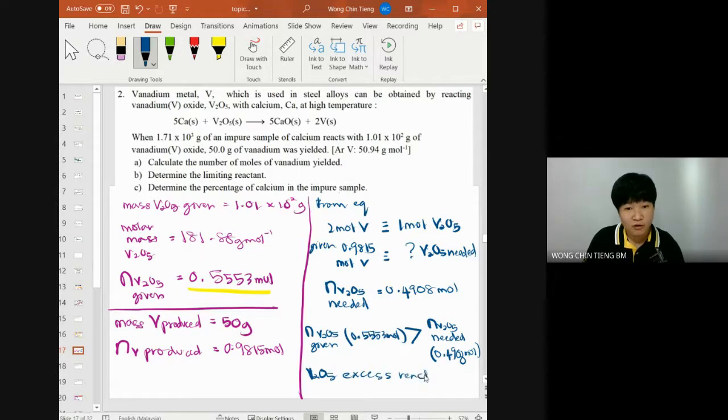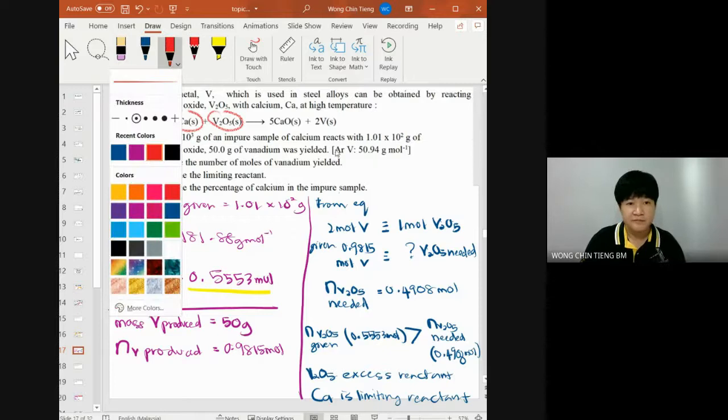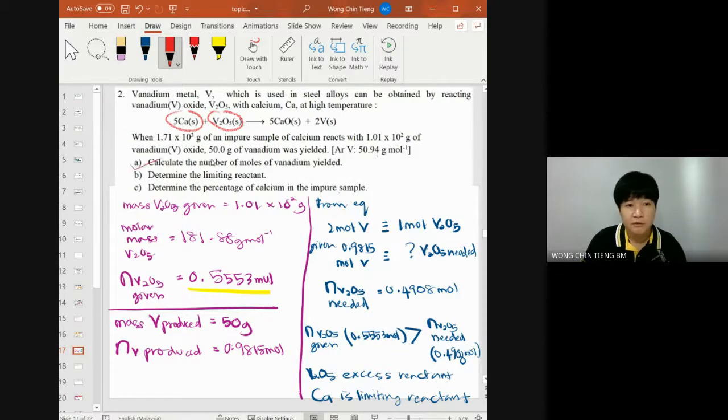And if V2O5 is in excess, guys, we only have 2 things, V2O5 and also calcium. So, if V2O5 is in excess, straight away, calcium is limiting. Right? Okay, before we move on, we stop here for a bit. Marks first. Where do the marks sit? First question, calculate the number of mole of vanadium yield. First mark, definitely. Okay. Second mark is B.